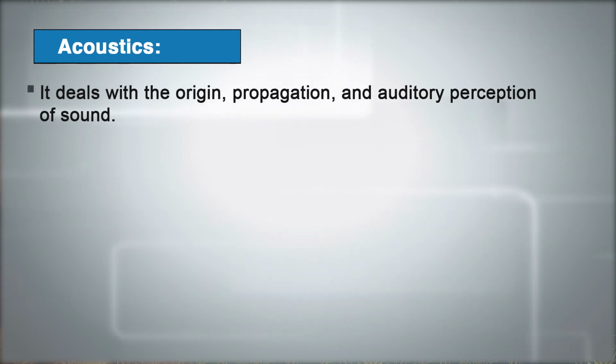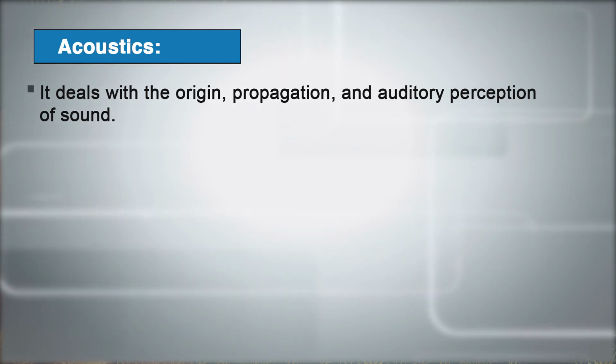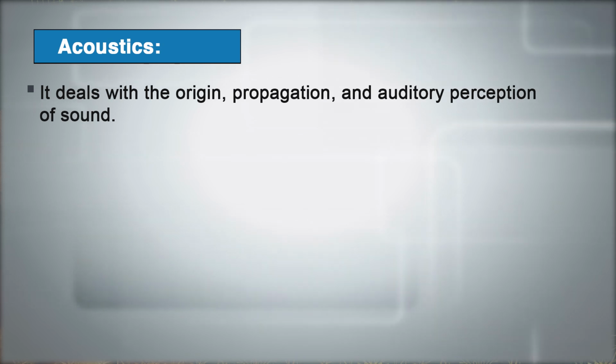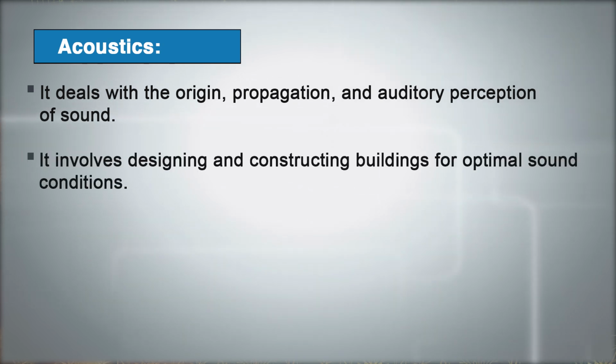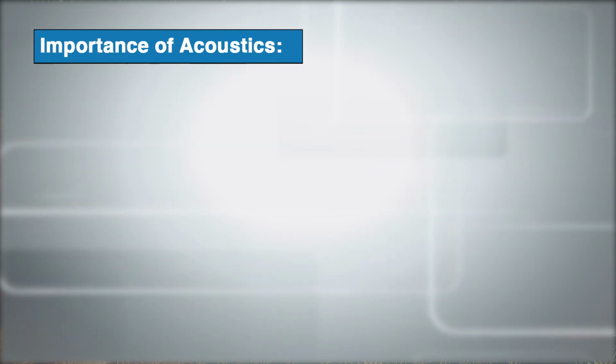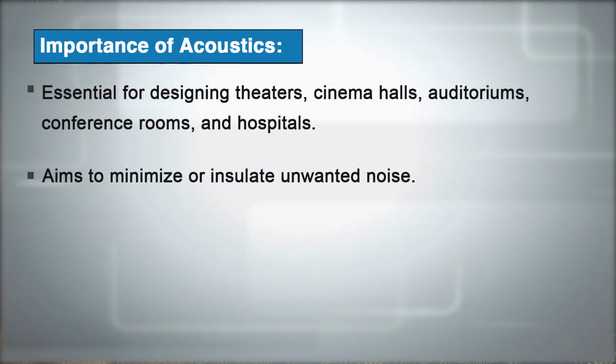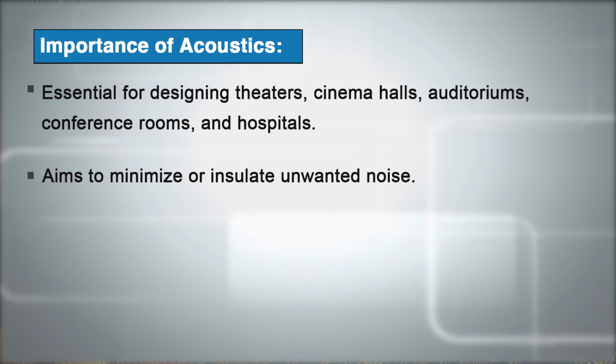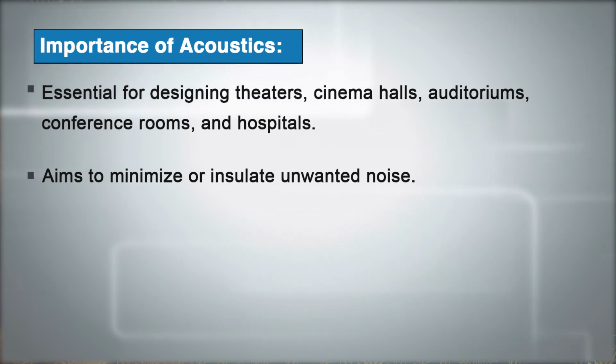Now, we will introduce acoustic. What do you mean by acoustics? Acoustics is the science of sound. It deals with the origin, propagation and auditory perception of sound. It involves designing and constructing buildings for optimal sound and conditions. What is importance of acoustics? It is essential for designing theatres, cinema halls, auditorium, conference rooms and hospitals. It aims to minimize or insulate unwanted noise.